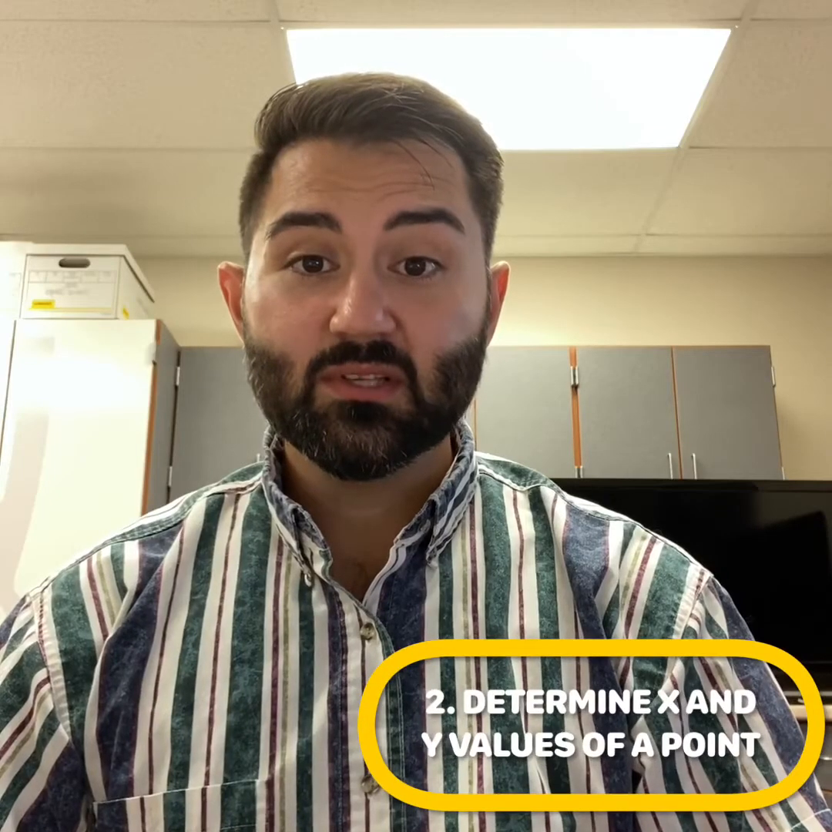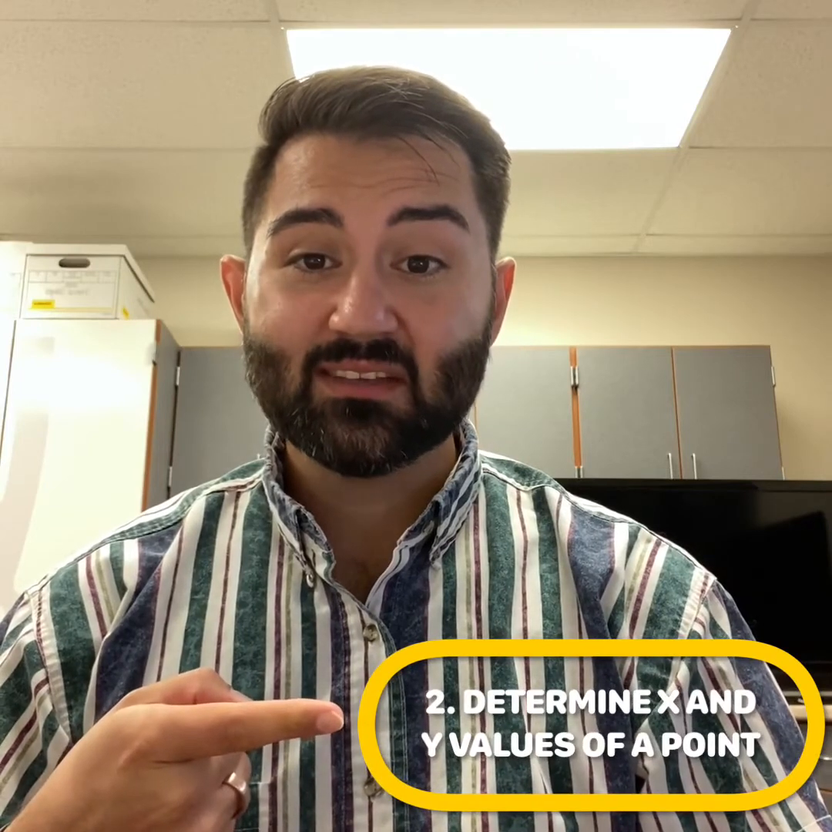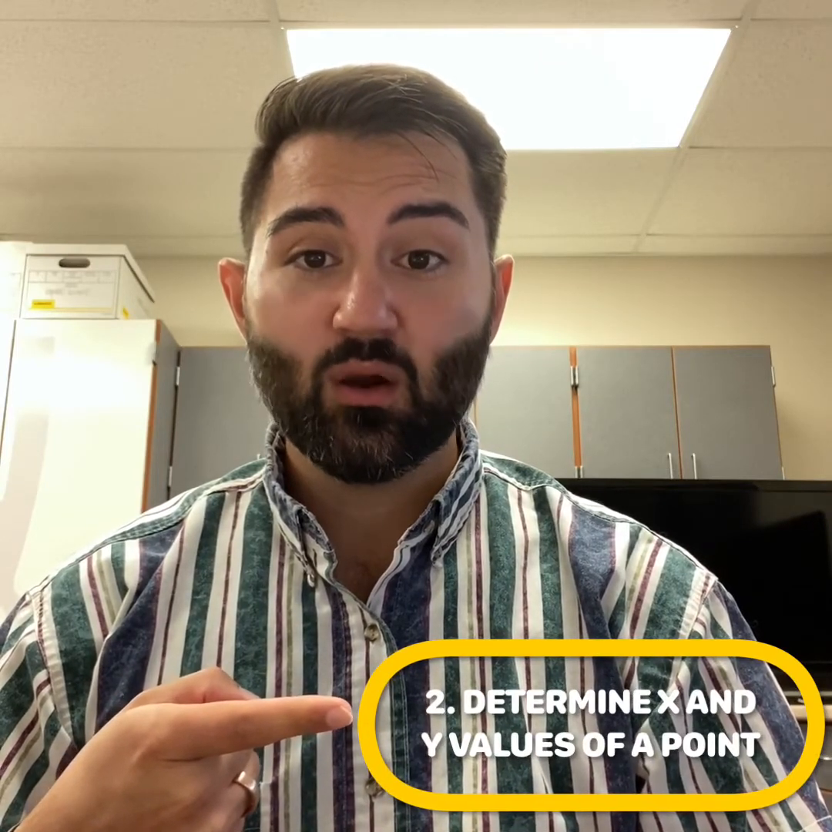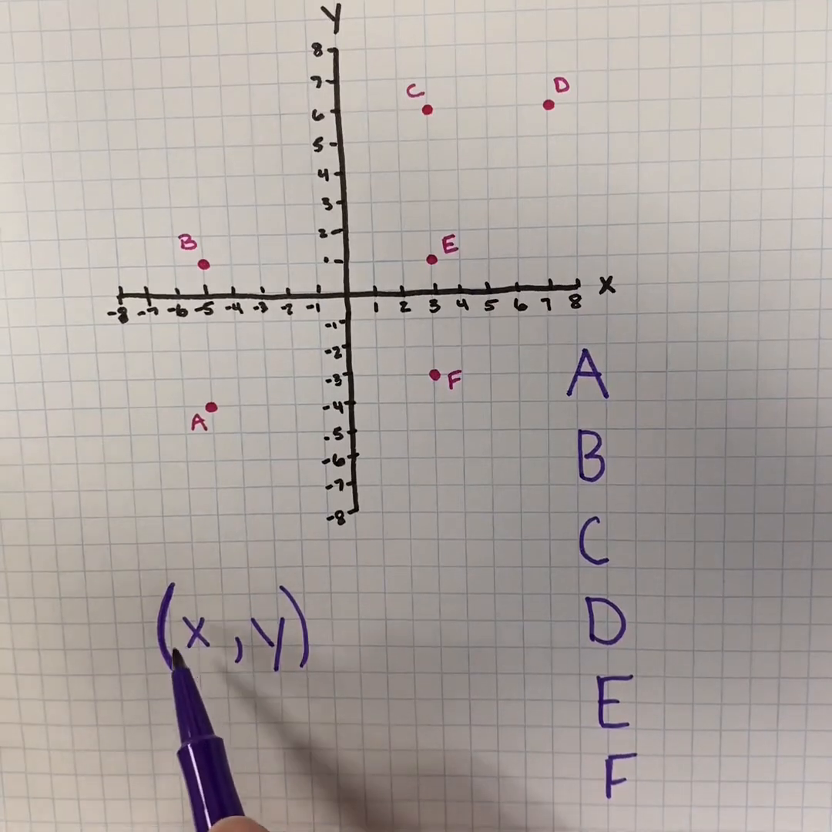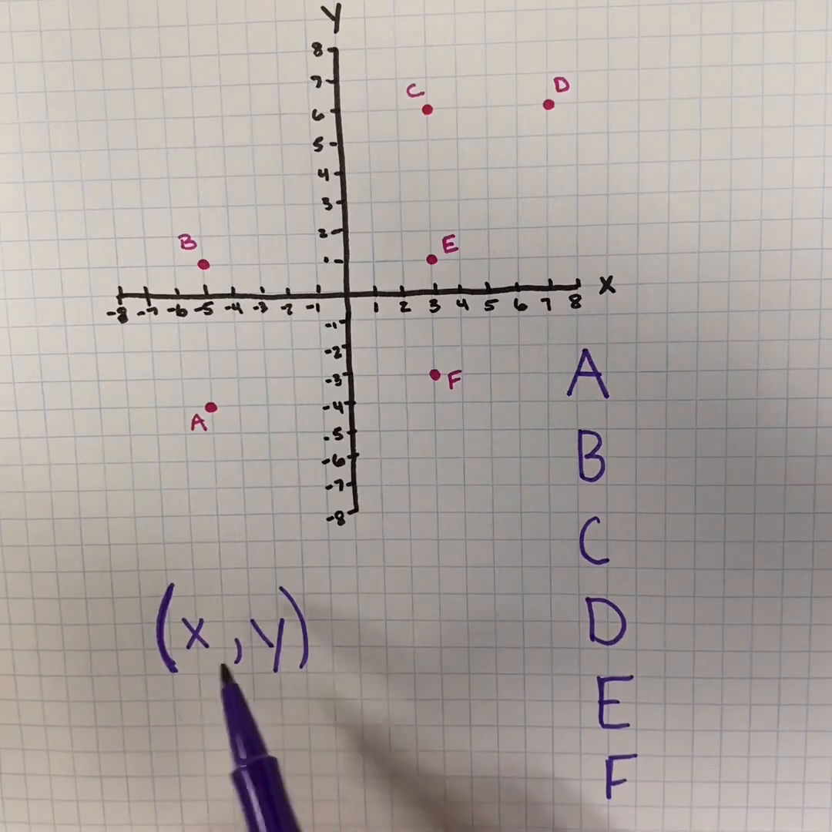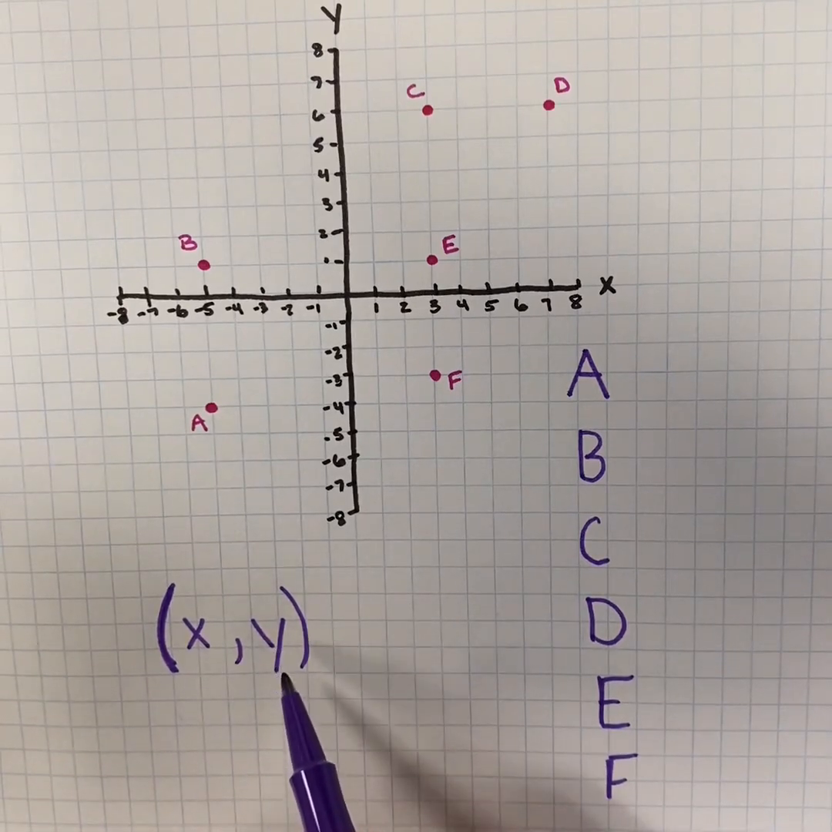So the next thing that we're going to do is we are going to determine the x and y values of the points in our coordinate grid. The first thing that we need to focus on is how we're going to record a point on our coordinate grid. We are always going to have our x coordinate first, followed by our y coordinate.